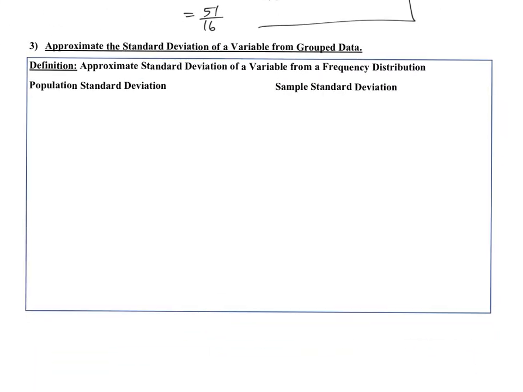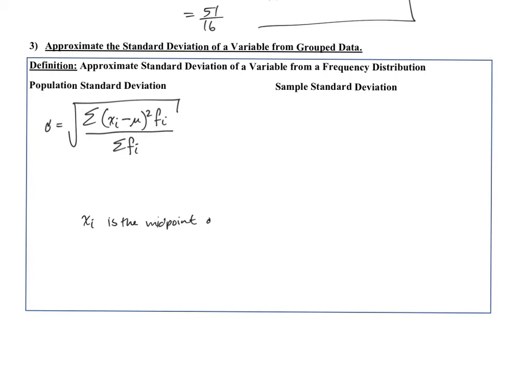Alright, so let's take a look at the approximate standard deviation of a variable from grouped data. So what are the formulas? For the population standard deviation, we have sigma equals square root of the sum of your x sub i's minus mu squared times f sub i divided by the sum of f sub i, where x sub i is the midpoint or value of the ith class, and f sub i is the frequency of the ith class.